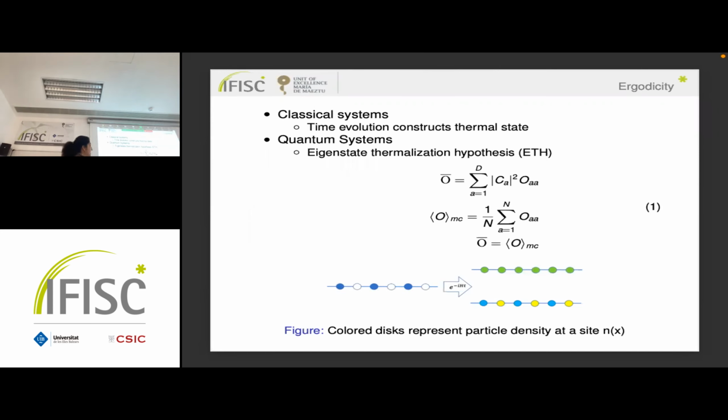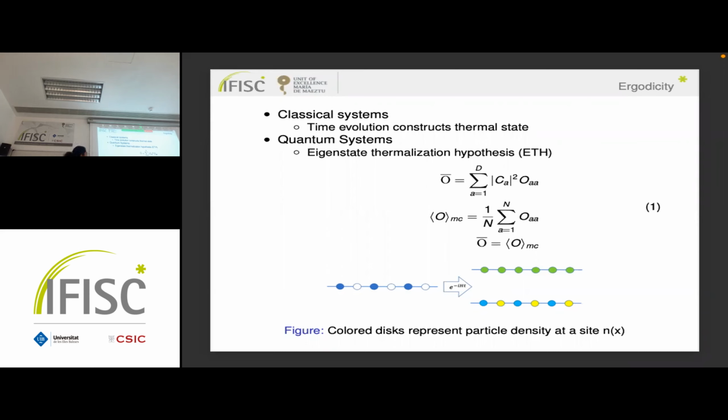Okay, so ergodicity is basically the ability of the system to explore its entire phase space with uniform probability and randomly. So it means that the time expectation value of an observable O is equal to the microcanonical expectation value. Or in other words, we can say that the time evolution is basically constructing the thermal state. In a quantum mechanical system, we know that the time evolution is actually unitary, which means that the system is actually preserving its initial information.